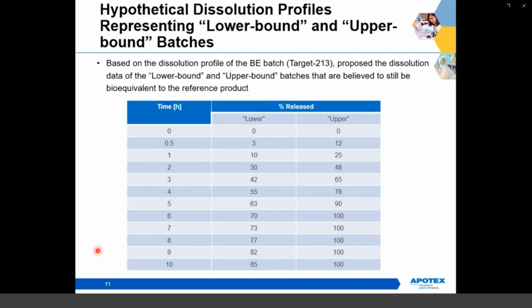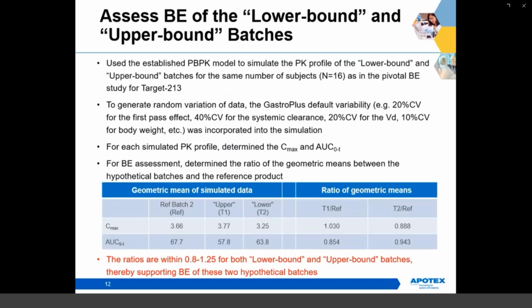The idea here is to simulate the boundary for the dissolution specification. Now, this table displays the 2 hypothetical profiles for the lower and the upper bound batches. Now, in practice, a number of attempts are usually needed to come up with these final hypothetical profiles. The next step is to assess BE of the lower bound and the upper bound batches to make sure that they would indeed produce PK profiles that are bioequivalent to the reference product.